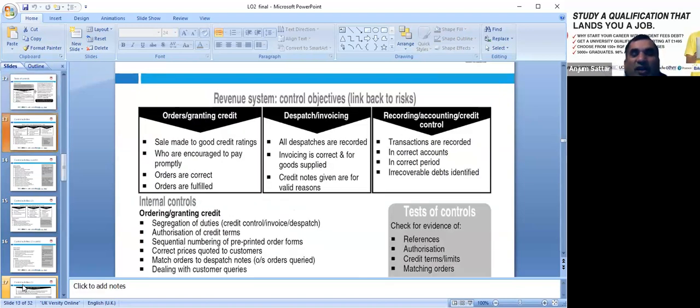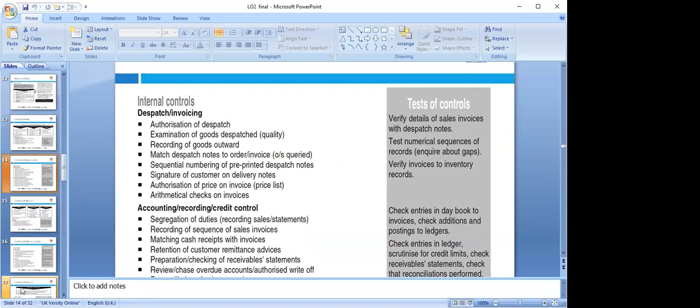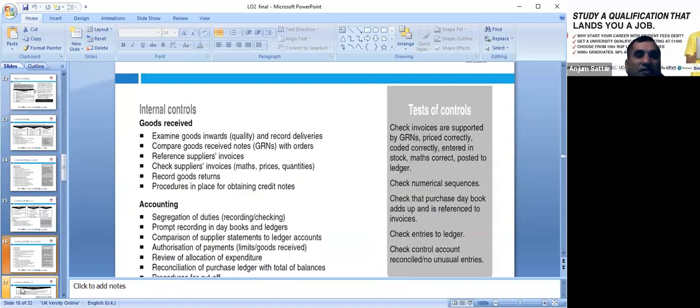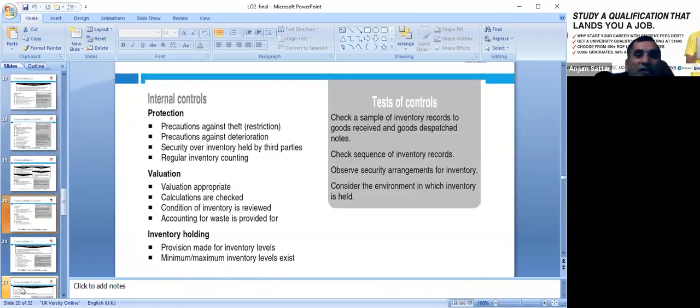Like we can look at segregation of duties: who is responsible for what. Don't give one control to one person. Maybe one person generates the purchase order, another the invoice, and another pays it. It should not be the same person, because otherwise fraud can happen. So we can look at those internal controls, dispatch invoices, and credit control as well. In purchase system control, the objectives are ordering, receipts and accounting of goods, warehouse, and a numbering system. So these are different internal controls.